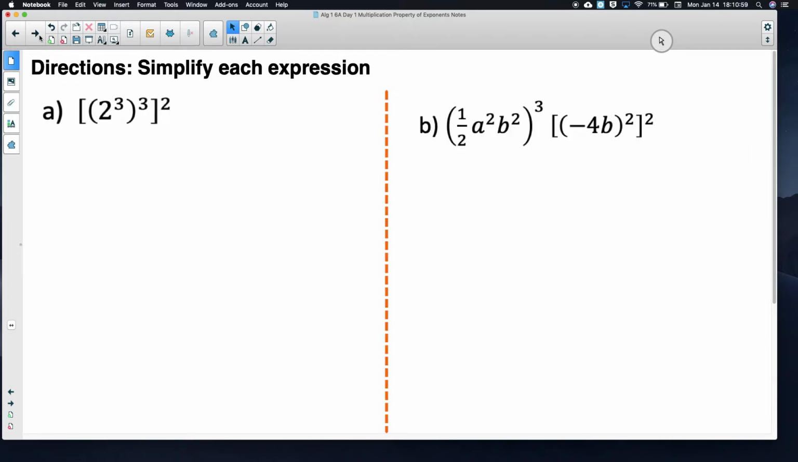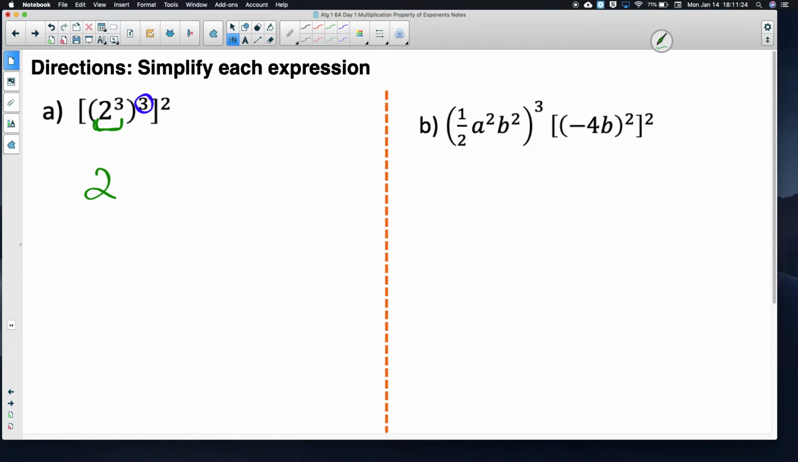Let's finish out with a couple different examples. And again, these can look complicated, but you just got to take it step by step. So in A, what I'm going to start with is my base, 2 to the 3rd power. Well, 2 to the 3rd power, that right there is being raised to another 3rd power. So the base is going to stay the same. The base is going to stay 2.